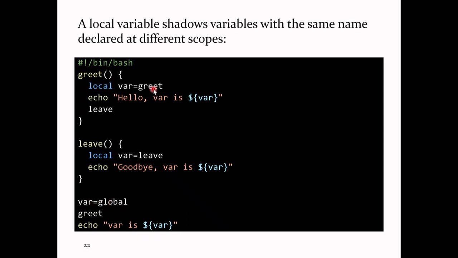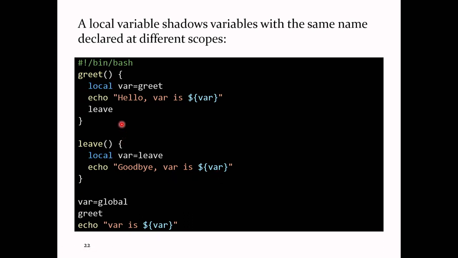So greet jumps up to here. Greet declares a local variable called var. So this variable var stays the same. It's still global. But now the local variable greet appears here. And so when this prints hello var is var, that prints greet. We call leave. Jump down to here. Now there's another local version of the variable var, and it's equal to the string leave. So when this prints goodbye, var is blah, it prints leave.